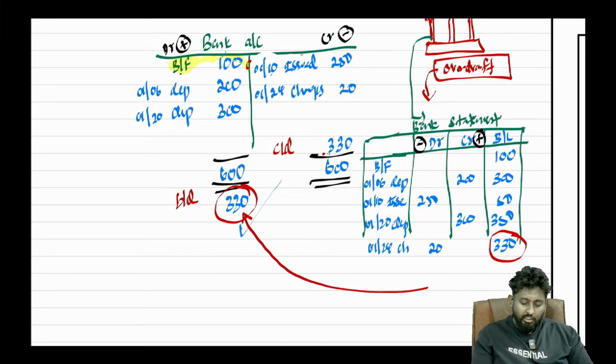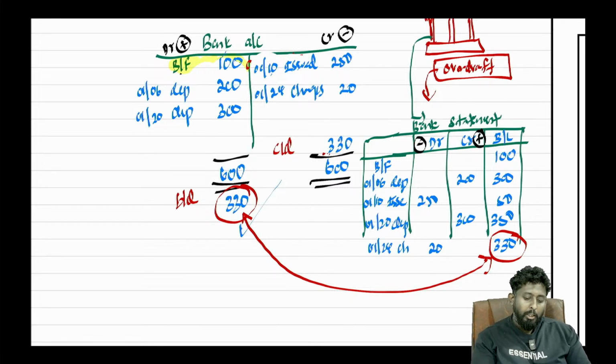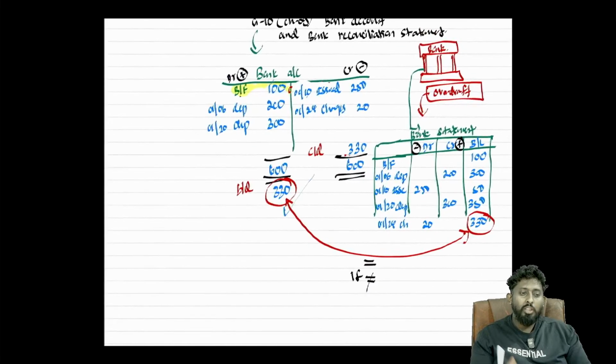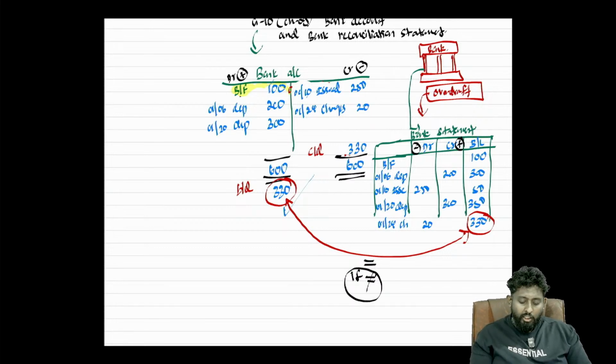So you notice these two balances should be the same. Now let me talk about today's topic. What is this bank reconciliation statement? If these two balances, which should be equal, are not equal, that is due to some reasons. Either we had not recorded something or the bank has missed something. So if this is not equal, we have to prepare something called a bank reconciliation statement.